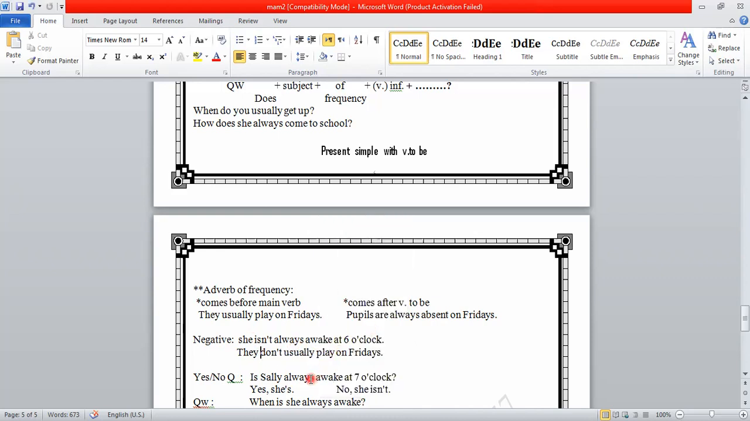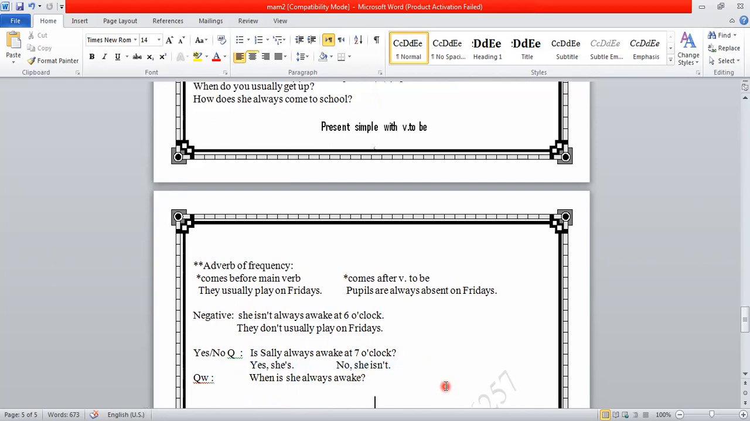Yes or no question. Is Sally always awake at 7 o'clock? Yes, she is. No, she isn't. Okay, with the question word: when is she always awake? We put the question word, then verb to be, and the subject related to the verb to be, singular or plural, and we put the adverb of frequency and complete the question. Okay.